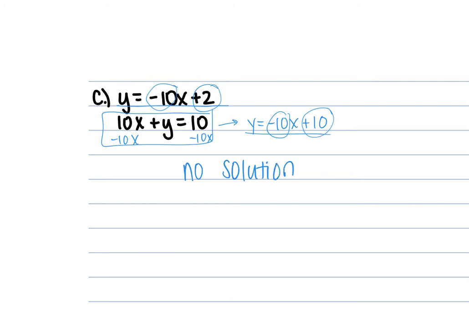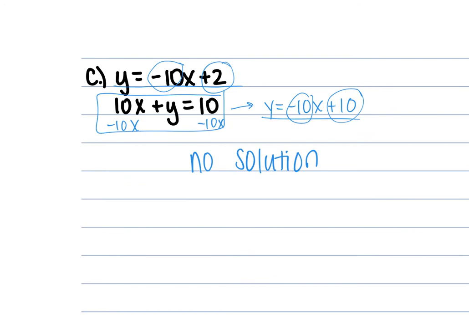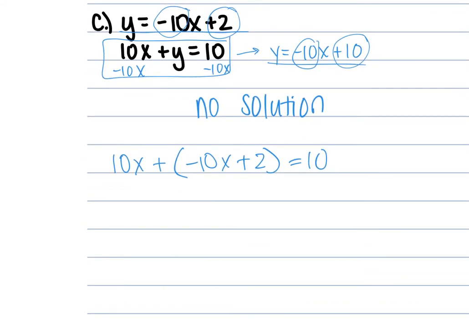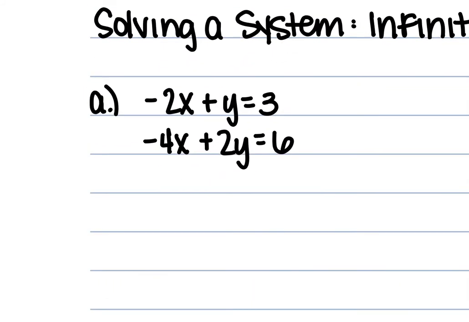Now, the other way you could do this is you could use substitution and plug in negative 10x plus 2 wherever you see y in the second equation, and you would get 10x plus, in parentheses, negative 10x plus 2 equals 10. This is using substitution. The 10x's will cancel, and you'll get 2 equals 10, which is not a true statement. This is also no solution. Okay? All right, and then let's see some examples of infinitely many solutions.